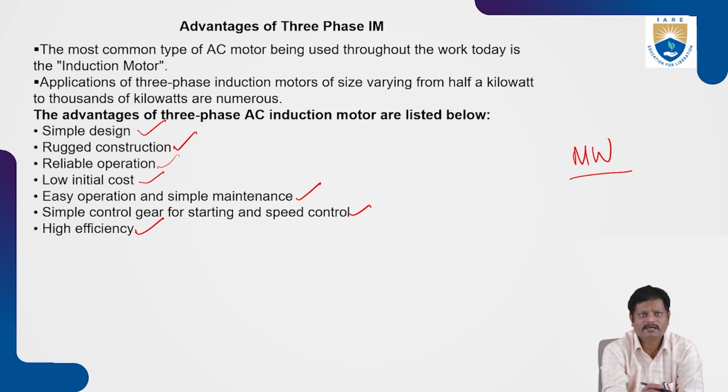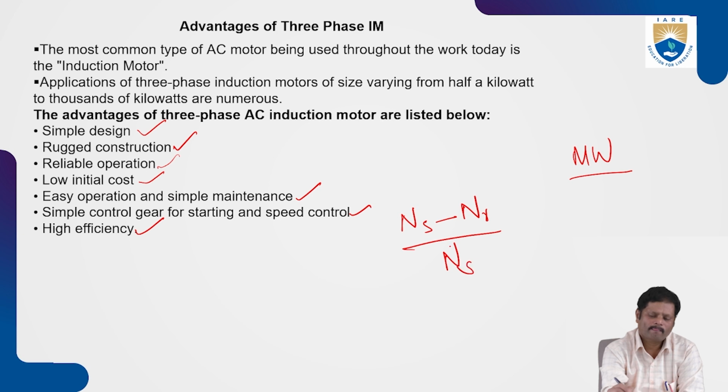Like a DC shunt generator, it has constant speed characteristics, and it runs somewhat less than the synchronous speed only. It runs nearly at the synchronous speed, so these are called asynchronous motors.